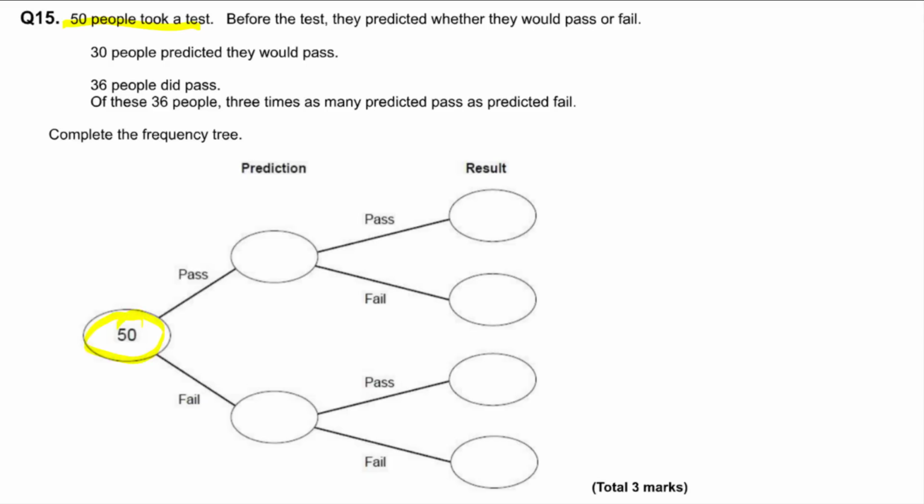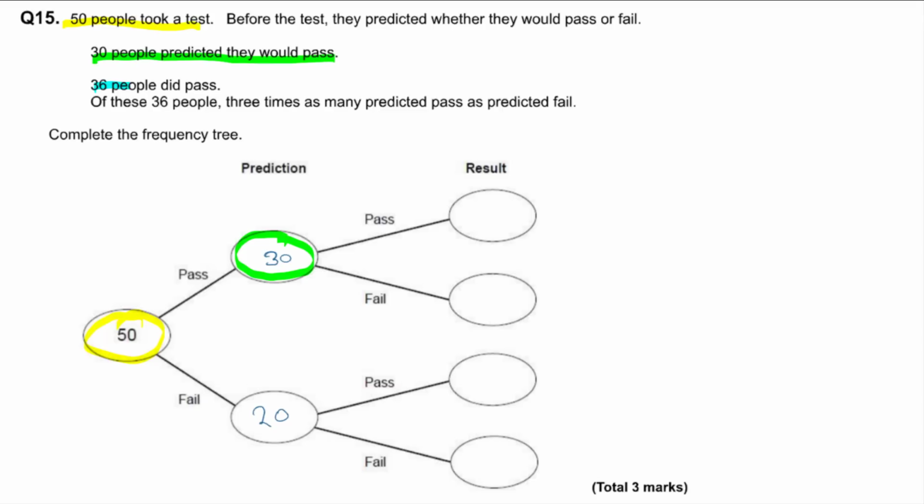Okay, so I've got 50 people all together, and you can see that here at the circle at the top. Now 30 people predicted they would pass. So prediction pass is here, so I'm going to write those 30 people in here. So if 30 people thought they would pass and there were 50 altogether, there must be 20 on the other branch down there. So 30 plus 20 is 50.